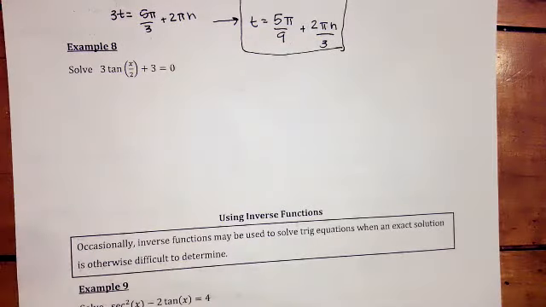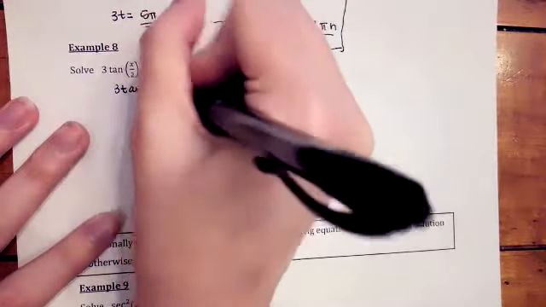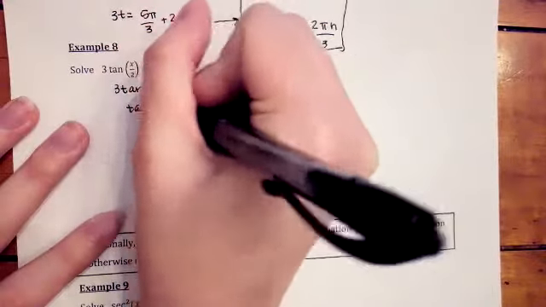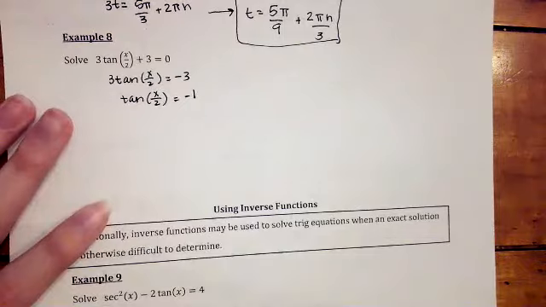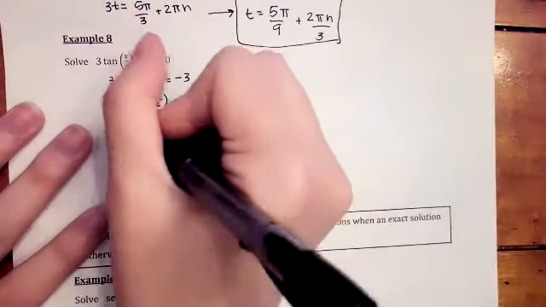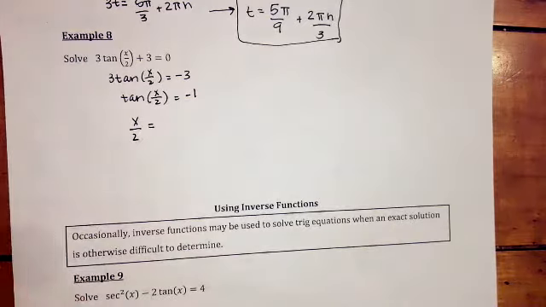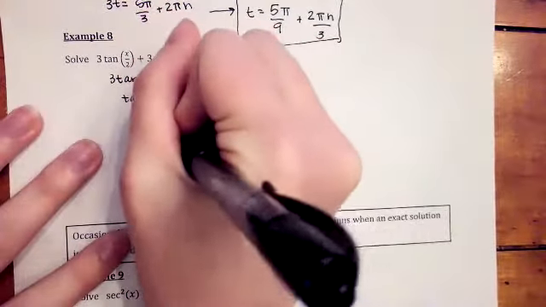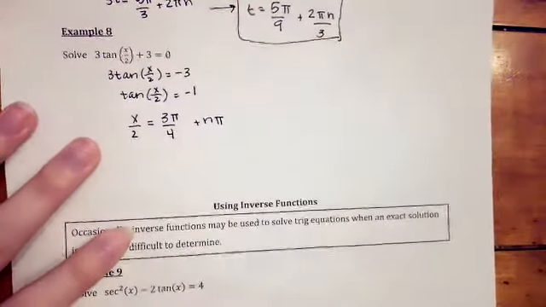Same kind of deal in example 8. I'll start by subtracting 3 and solving for tan of x over 2. Then dividing off that 3 in front. Okay, so we have tangent of x over 2 is -1. I am looking for where tangent is -1 in my unit circle. And I know that x over 2 will be that at 3 pi over 4. That's the only place. Okay, plus pi n.